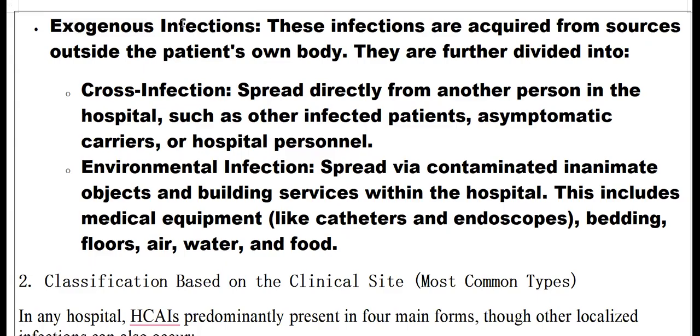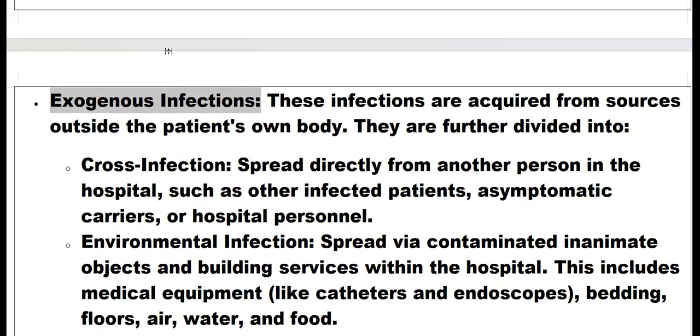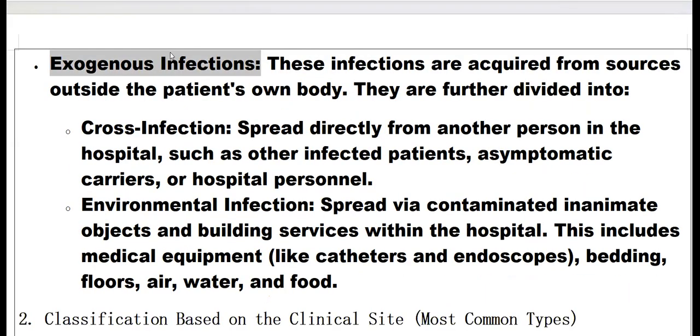These are further divided into cross infections, spread directly from another person in the hospital, such as other infected patients, asymptomatic carriers, or hospital personnel, and environmental infections, spread via contaminated inanimate objects and building services within the hospital. This includes medical equipment like catheters, endoscopes, bedding, floors, air, water, and food.